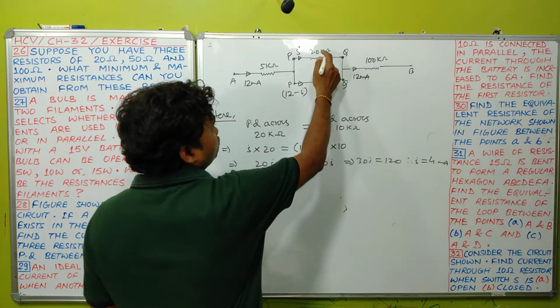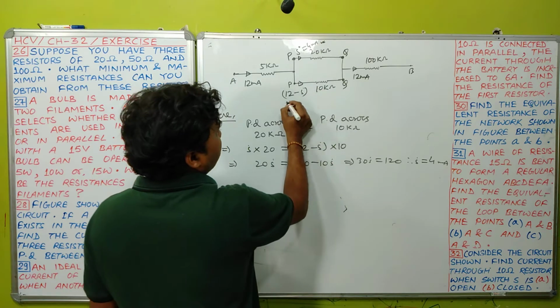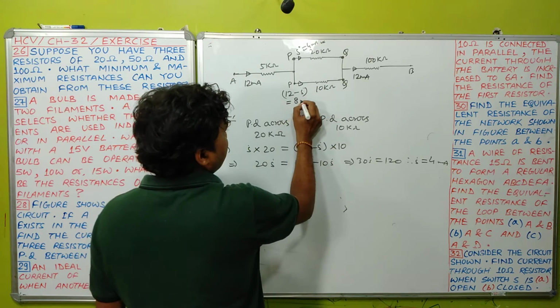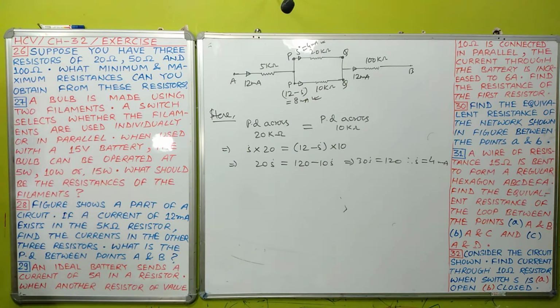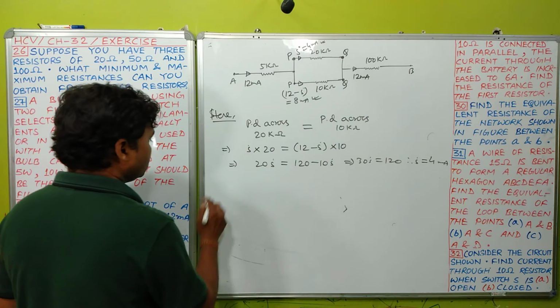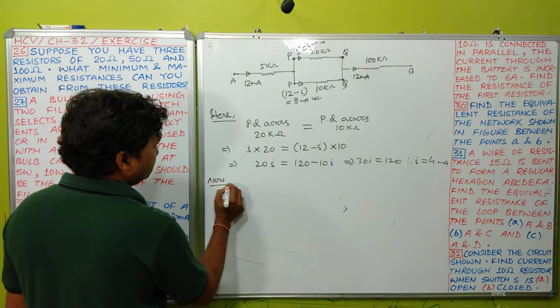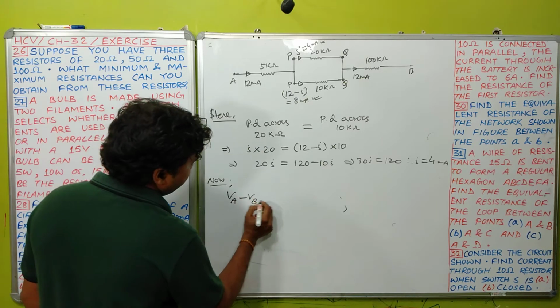Means the current flowing through the 20 kilo ohm is 4 milliampere is your answer, and from this obviously 12 minus 4 means 8 milliampere. You can understand. Okay student, now we have to find also the value of potential difference between point A and B. Now very easy. Now potential difference between point A and B means VA minus VB.